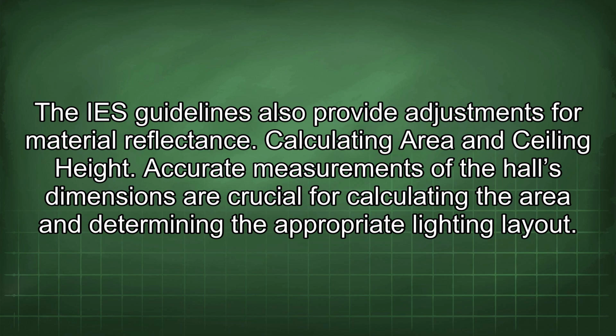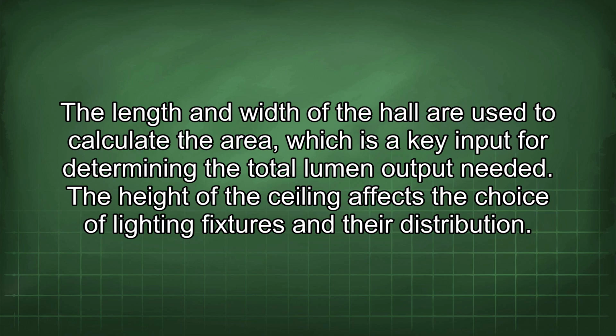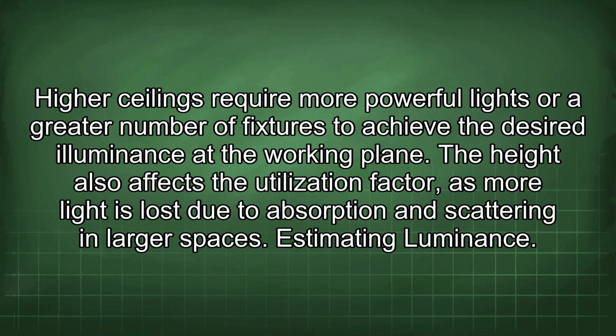Calculating area and ceiling height. Accurate measurements of the hall's dimensions are crucial for calculating the area and determining the appropriate lighting layout. The length and width of the hall are used to calculate the area, which is a key input for determining the total lumen output needed. The height of the ceiling affects the choice of lighting fixtures and their distribution. Higher ceilings require more powerful lights or a greater number of fixtures to achieve the desired illuminance of the working plane. The height also affects the utilization factor, as more light is lost due to absorption and scattering in larger spaces.